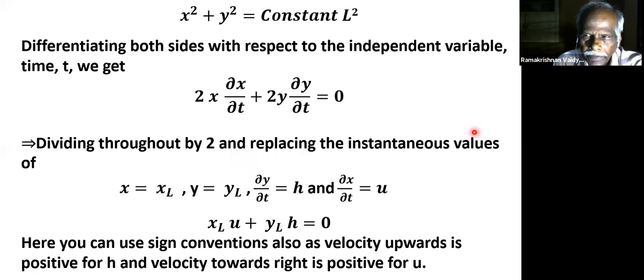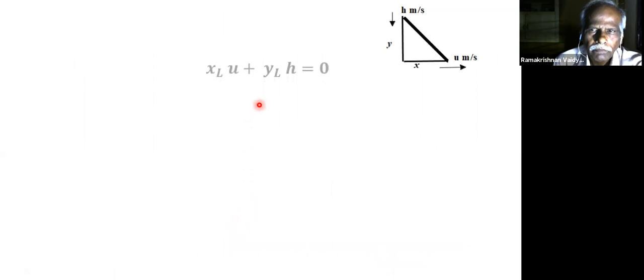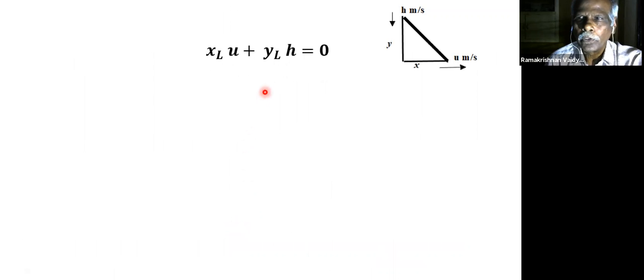Dividing throughout by 2 and replacing the instant time. Dividing throughout by 2 means 2 cancels. Here also becomes 0 only. And replacing x by xl and y by yl and dou y by dou t by h and dx by dt as u. I'm just substituting x as xl, dou x by dou t as u, y as yl, and dou y by dou t as h, equal to 0. Now I'm getting a simple relation. All I need to do is substitute the values with sign. I'll get the answer with direction. Now, this simple relation I am going to use for solving the problem.